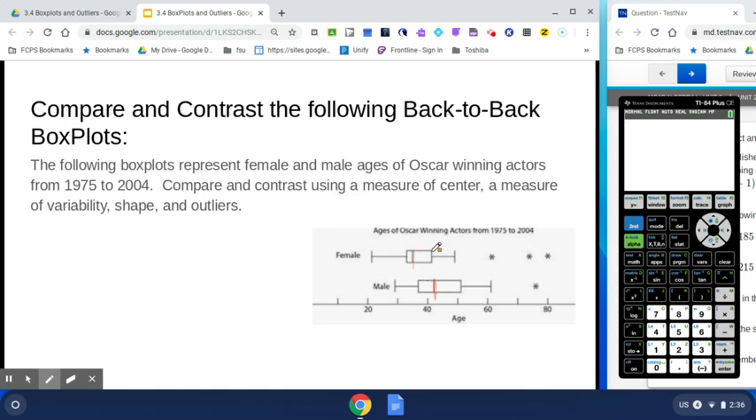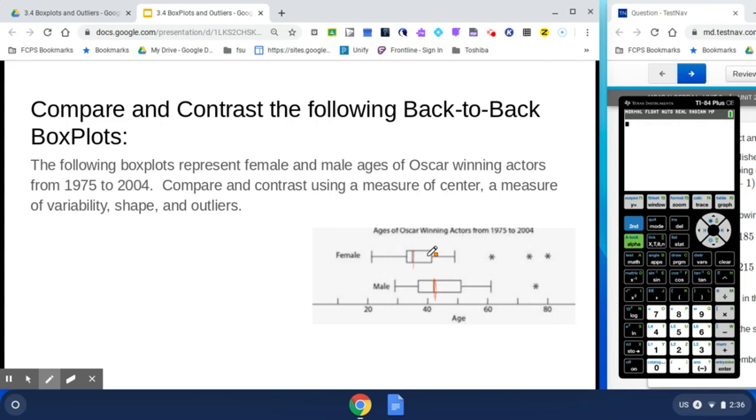The IQR of females looks like about maybe 42 minus 32, so about 10, versus the males interquartile range looks like about 51 minus maybe 37. So that would be an interquartile range of about 14. So males are more variable than females.